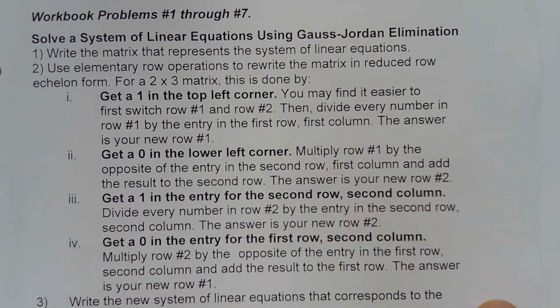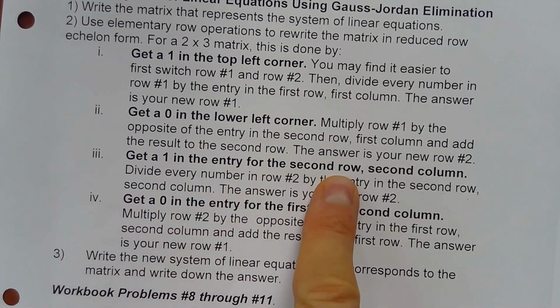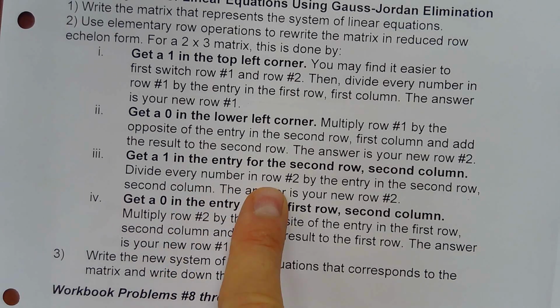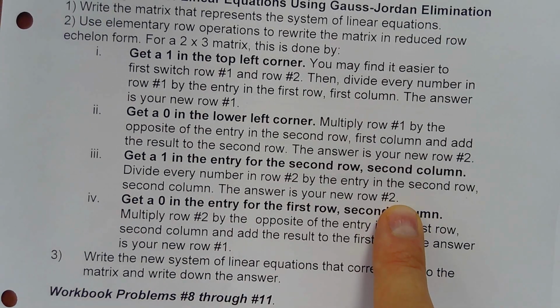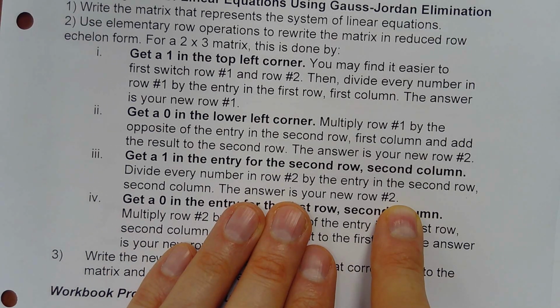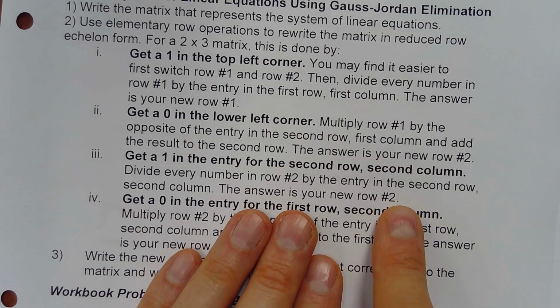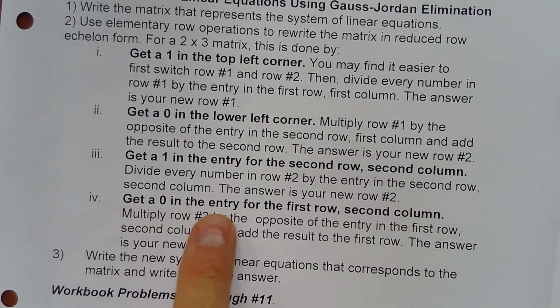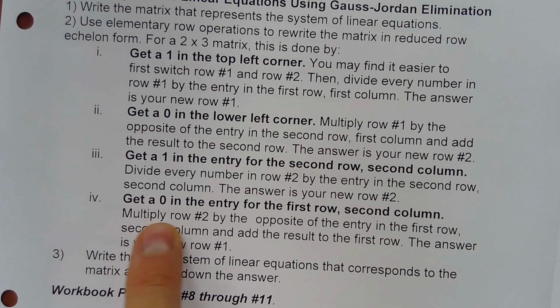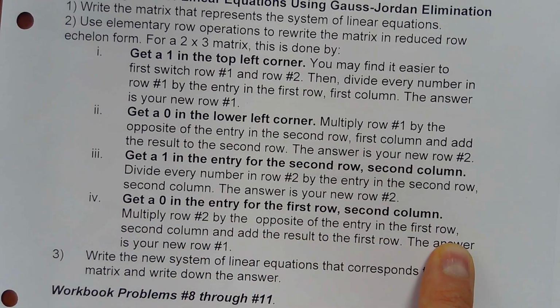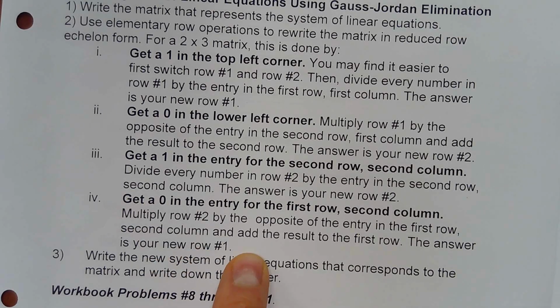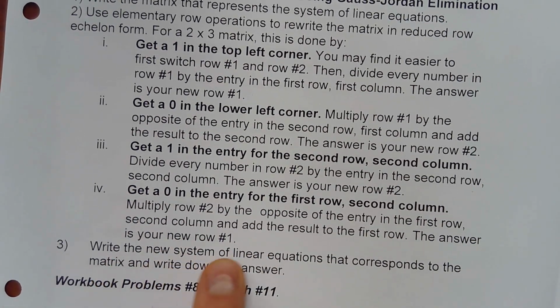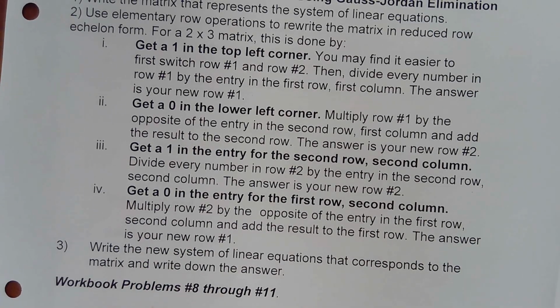Then the third step is to get 1 in the entry for the second row, second column. Divide every number in row number 2 by the entry in the second row, second column. The answer is your new row number 2. And if we were just doing a Gaussian elimination, you would stop there and you can back substitute. But if you're here, you might as well just take it one more step to get a 0 in the entry in the first row, second column. Multiply row number 2 by the opposite of the entry in the first row, second column, and add the result to the first row. The answer is your new row number 1. You can then just write your new system of linear equations that corresponds to the matrix and write down the answer.